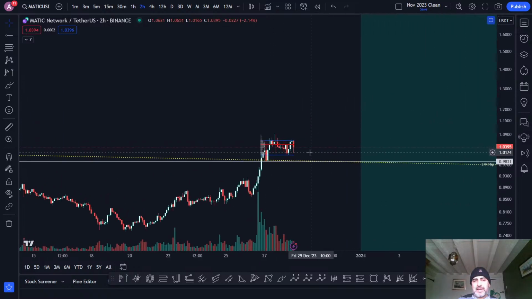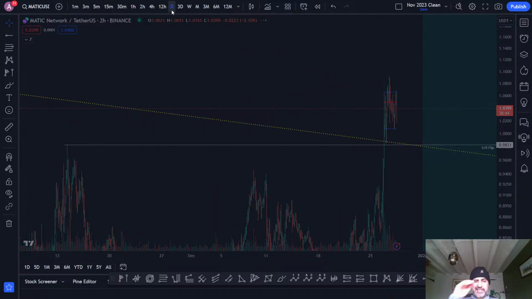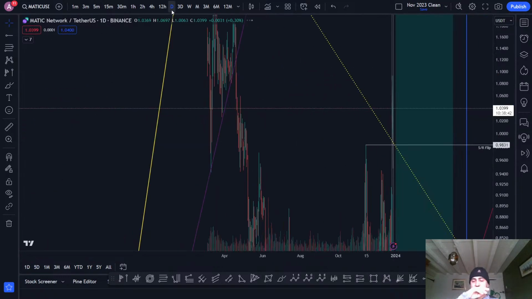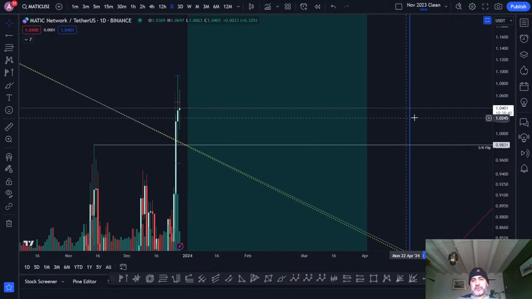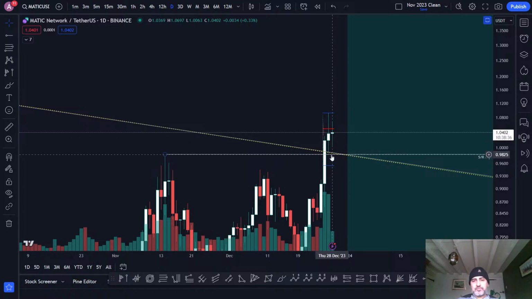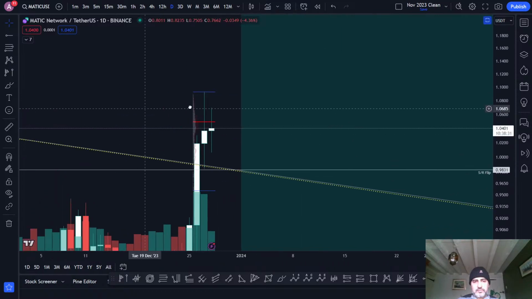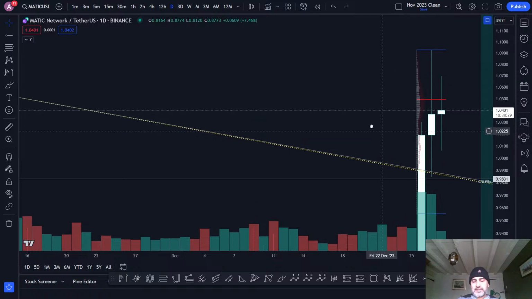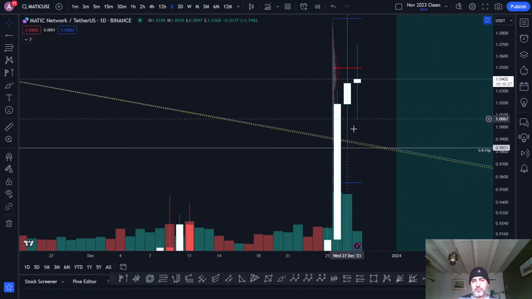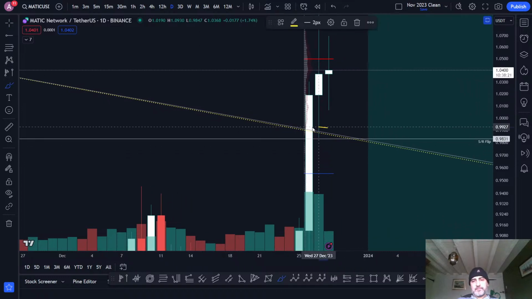Yeah, so that's Matic. I think I would like to see a back test. But the thing about cryptos is sometimes you just don't get back tests. Sometimes you just have to break along the break. Was this the back test? Look at this wick, the daily wick from yesterday into this SR flip. Was that the back test?